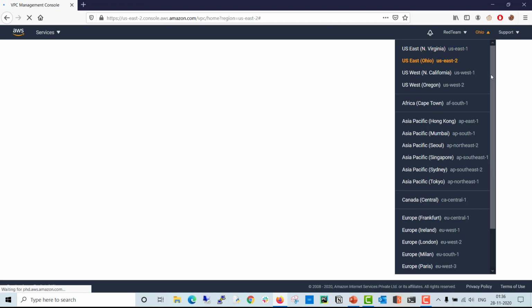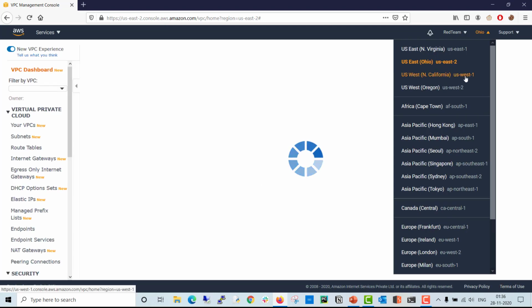Everything in AWS is divided on the basis of region, whatever region you are currently in. If you choose another region, everything will change. Your resources, your VPC, everything will change. So keep this in mind when you are doing any red teaming activity: what region you choose, what resources are based on this region, and what resources are based on another region.